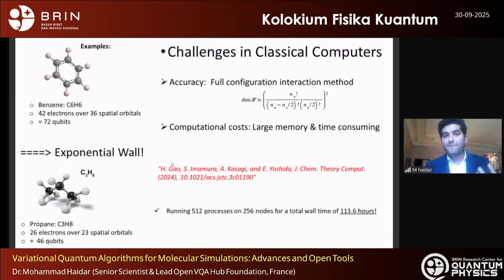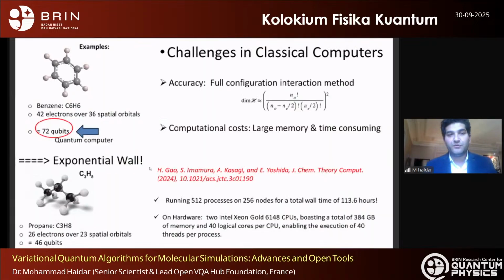Propane is also a very interesting molecule. I have seen that people in classical computing are also trying to compute the exact result, which we call full configuration interaction, for 3 carbons and 8 hydrogens, with 46 qubits. So they have done it, of course, but they needed about 512 processors on 256 nodes for a total time of 113.6.